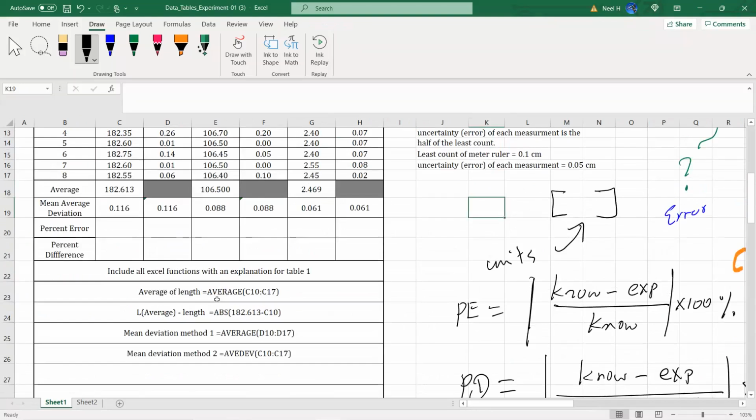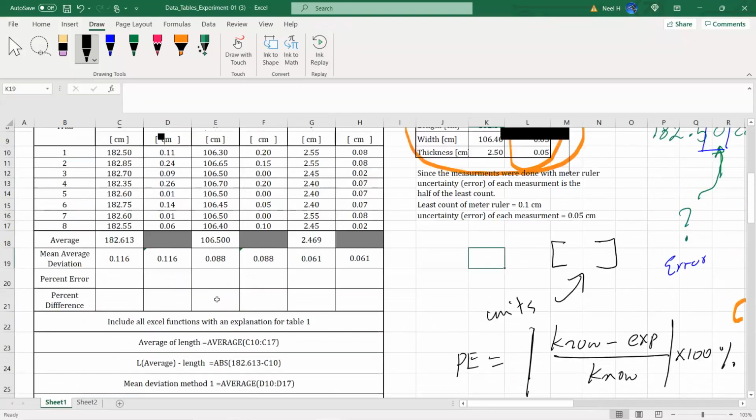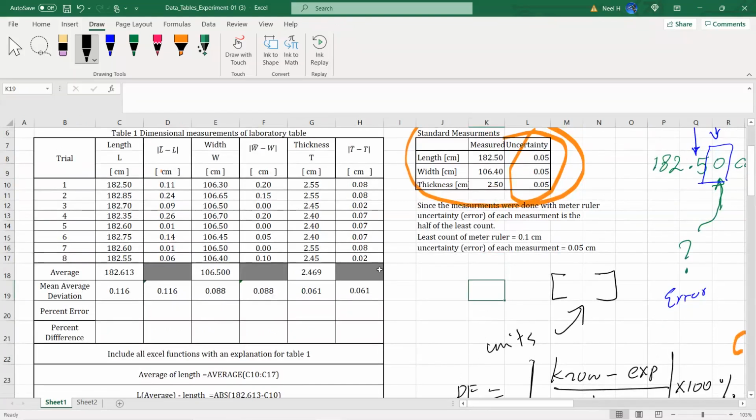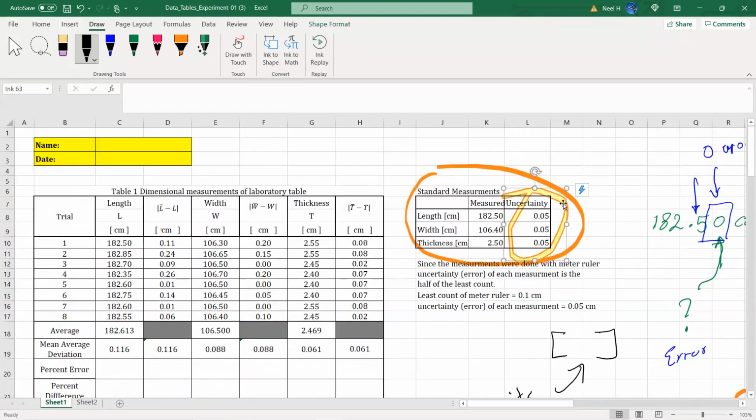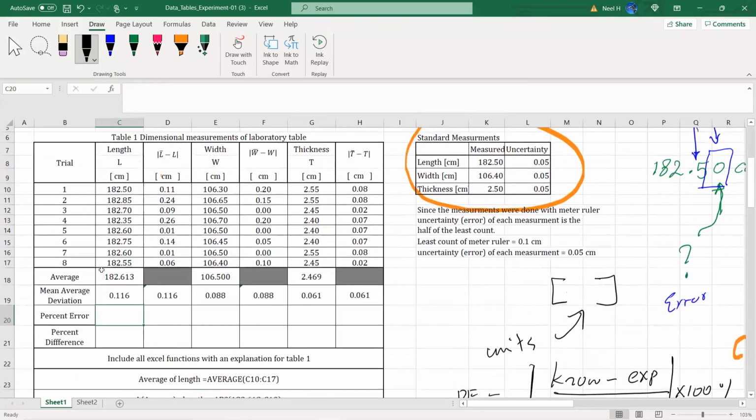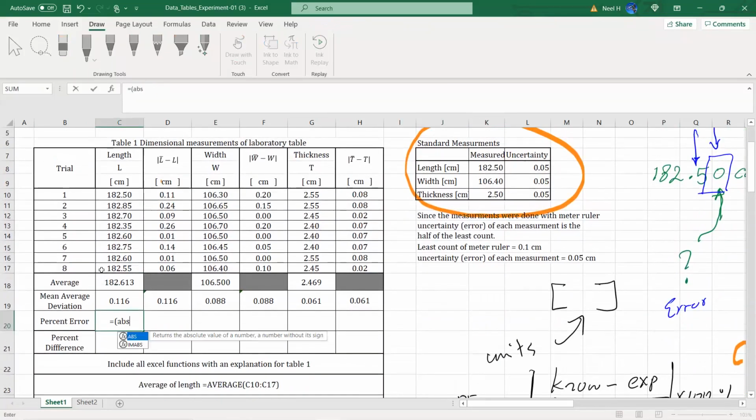Okay, which means in this particular case, if I want to compare, I need to know the known values. Known values are given in this table, right? So I have the expected value for length, expected value for width, expected value for thickness. We'll compare them. So percent error, equal sign, open bracket, ABS, open another bracket, known value for the length, cell number K8, minus calculated average for the length, cell number C18, close bracket, divide by cell number K8, which is the known value, close bracket, multiply by 100.